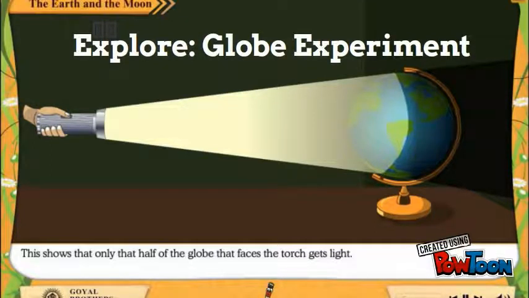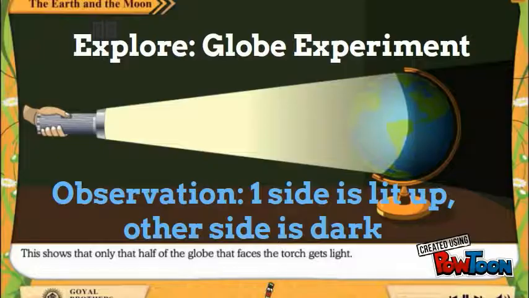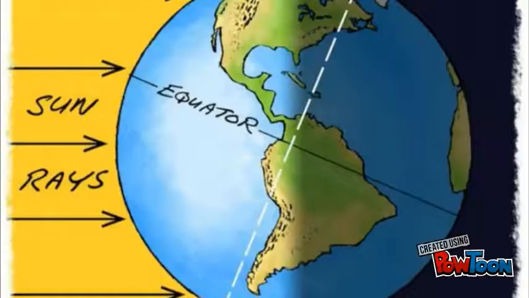So I want to go back and talk about the experiment that we did with the globe. We had a globe, we had a flashlight, and we were shining the flashlight at the globe. And if you remember, what we observed was one side of the globe was always lit and the other was dark. So we want to know why. Why does this happen? Why does one side have to be lit and the other dark?